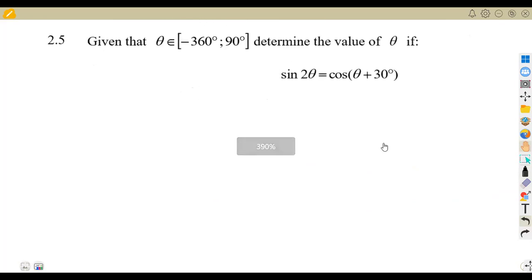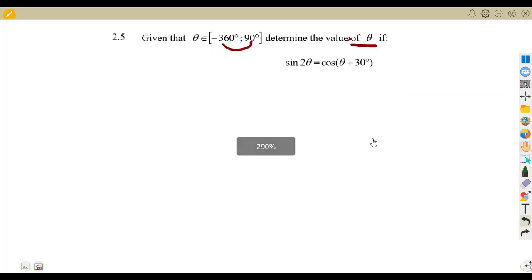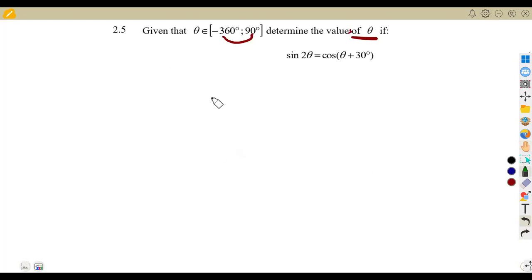So on 2.5, they are saying, given that theta is an element of values from negative 360 up to 90, our solutions should be taken from negative 360 up to 90. Determine the values of theta if this is equal to... All right, so this is how we're going to solve this from our general solution, because we are given an interval. We are given that the sine of 2 theta is equal to the cosine of theta plus 30 degrees.